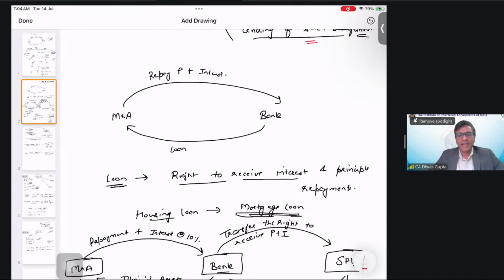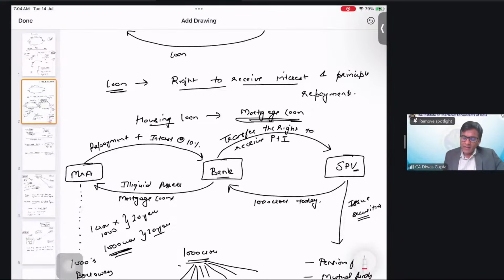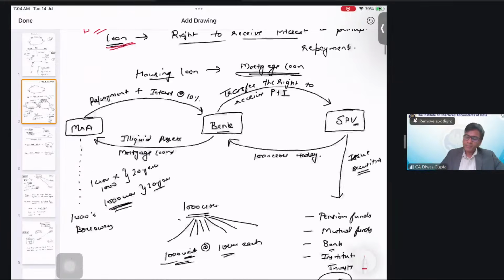Now here in this case, Mr. A and the bank, again the same example, the loan has been taken from the bank, and again Mr. A promises to pay the interest and principal. And we also discussed, what is a loan? A loan is basically a right to receive interest and principal repayments. This is from the point of view of the bank. Correct? That's how the bank will say that I have a right to receive the interest and principal.